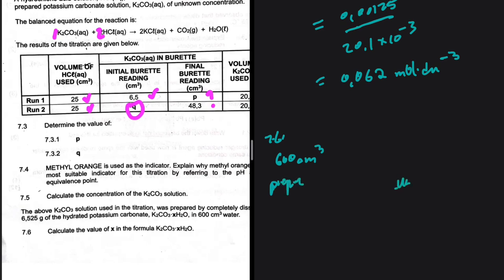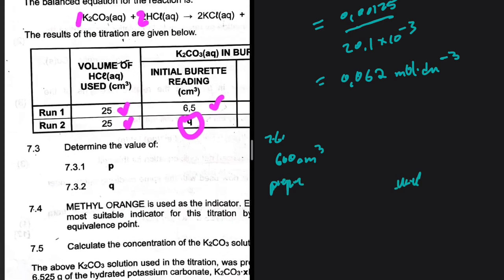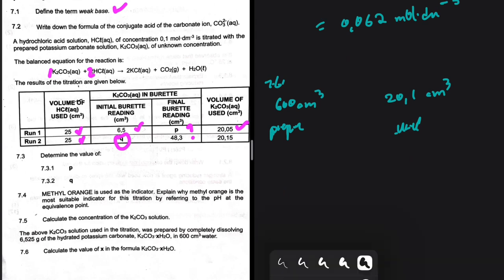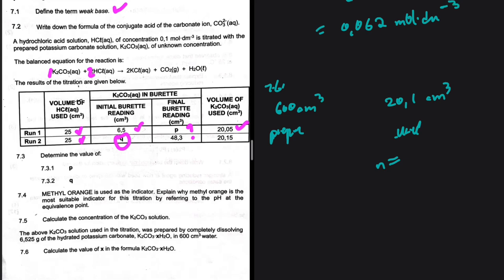And then the volume used, if you look at run 1 and, oh, well, am I looking at the right thing? No, I'm not supposed to look at run 1. Yes, I am supposed to look at run 1, but not ACL. I'm supposed to look at K2CO3. If you look at the volume of K2CO3 used in run 1, it is 20.05. And then in run 2, it is 20.15. So let's carry on using the average, right? The volume used is 20.1 centimeter cube. And what number of moles were present in this 20.1 centimeter cube?